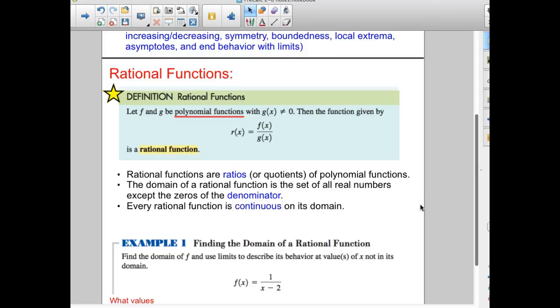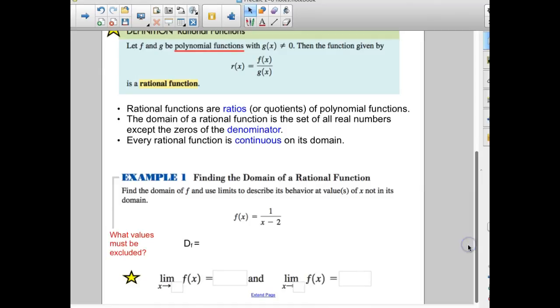Now it says every rational function is continuous on its domain. We encountered this again back when we were studying those basic functions. It doesn't mean it's continuous overall, but for the x values that we are allowed to use, it is continuous for those. So you won't have any holes in your graph, you won't have any breaks other than where there's a domain restriction. All right, so our first example.